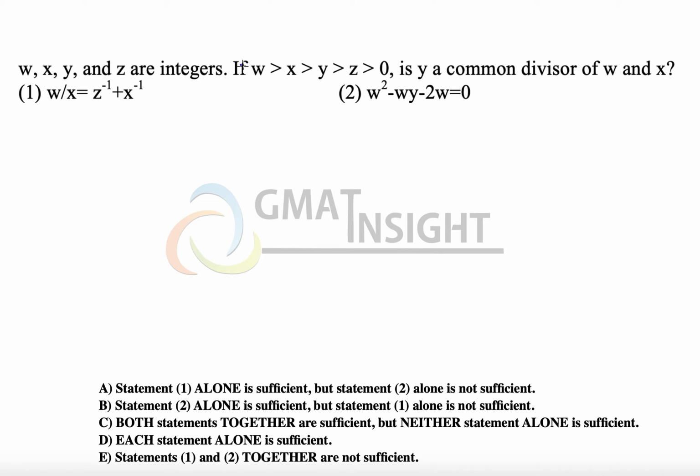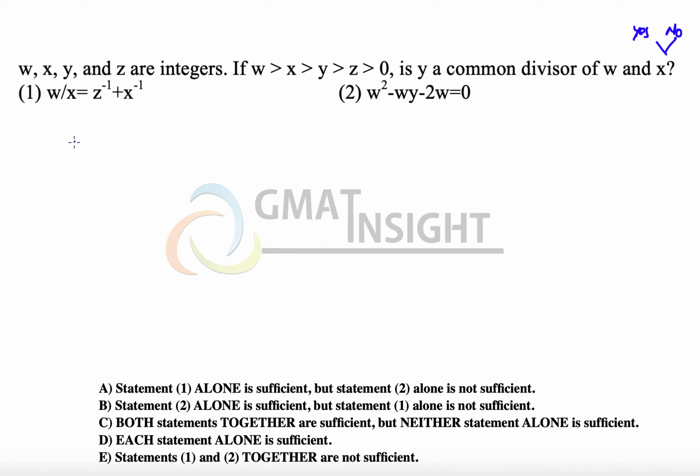W, x, y, z are integers. W is greater than x, is greater than y, is greater than z, and everything is greater than 0. So they are positive essentially. The question is: is y a common divisor of w and x? The answer to the question needs to be given in the form of either yes or no. I hope you understand. It's a type 1 question, the yes-no type question.